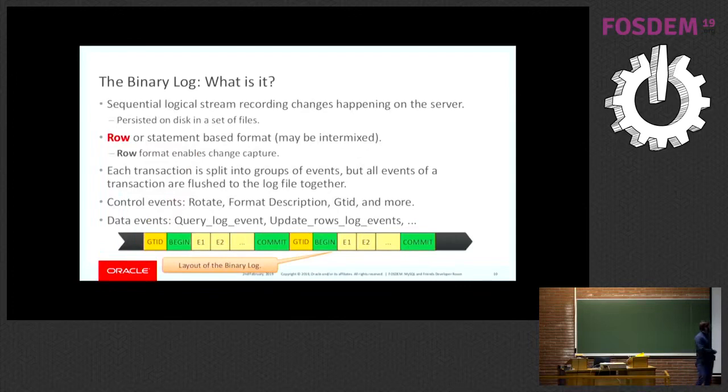And at its core, it's really just a sequence of events. We call them events. Some types of events are control events, like rotate, format description, GTIDs, and so on. And then there's the data itself, which is carried over as a query log event or row-based events. But in the end, it's a sequential history of the execution that happened on the master with the changes that were produced by then.